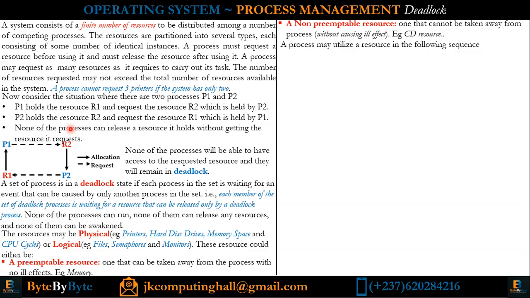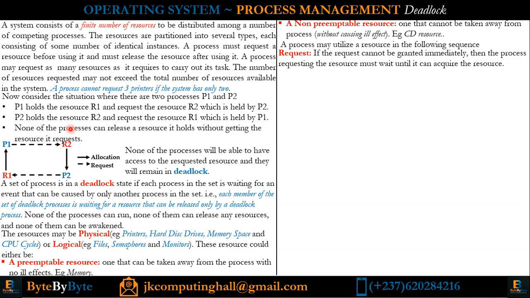A process may utilize a resource in the following sequence. That is, it can either make a request. If the request cannot be granted immediately, then the process requesting the resource must wait until it can acquire the resource. Apart from request, we can have use, that is, the process can operate on the resource, or we have release, that is, the process releases the resource to be used by other processes that are making a request. So when it comes to processes and resources, a process has three different ways of using the resource: through a request, that is, it wants the resource, using the resource itself, or releasing the resource.